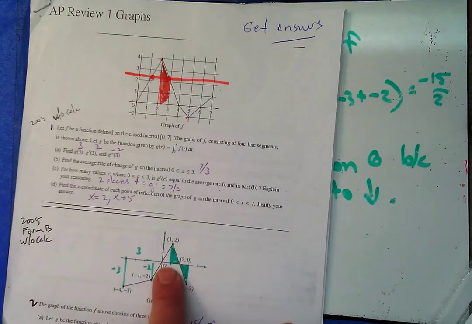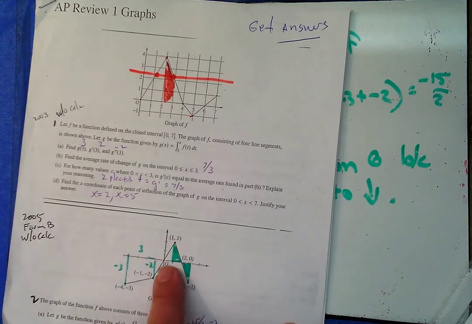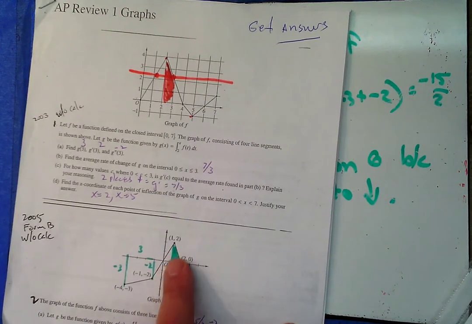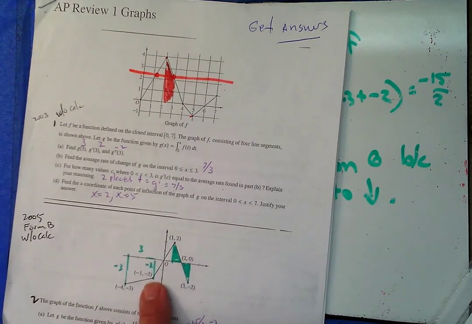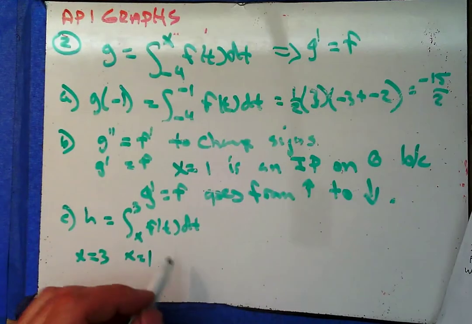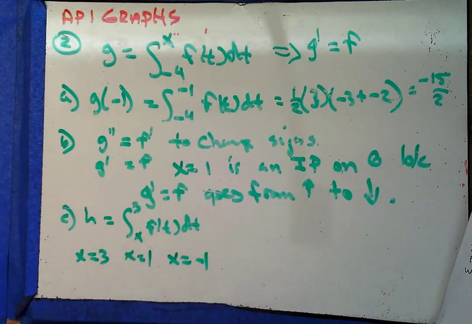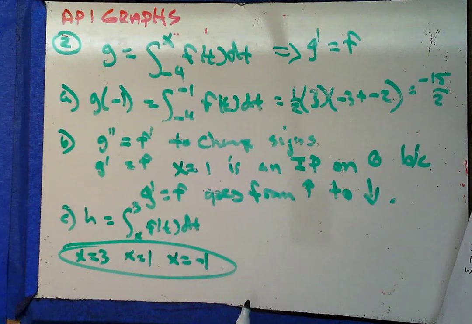Well, what if I didn't start here, but I started back here? Because look, here's two more of those triangles. One positive, one negative that would cancel out. And so I think also x equals negative 1 would be another one of those. Do they ask me to explain? No, they just asked me to find them. So that's my answer to part C.